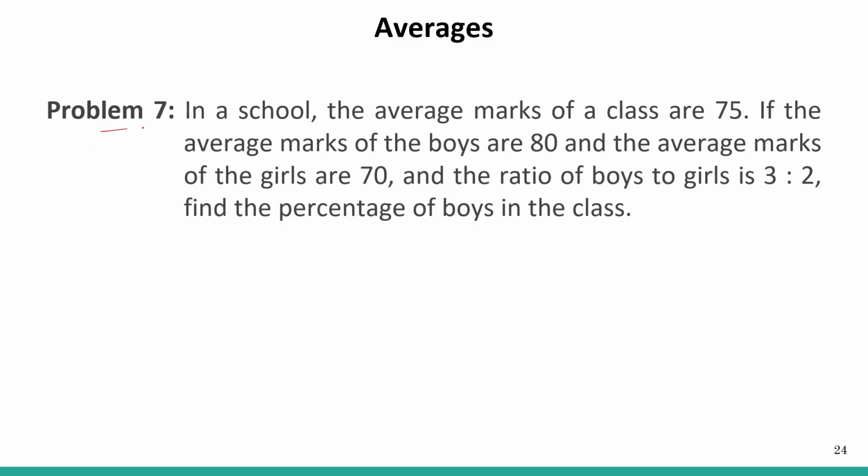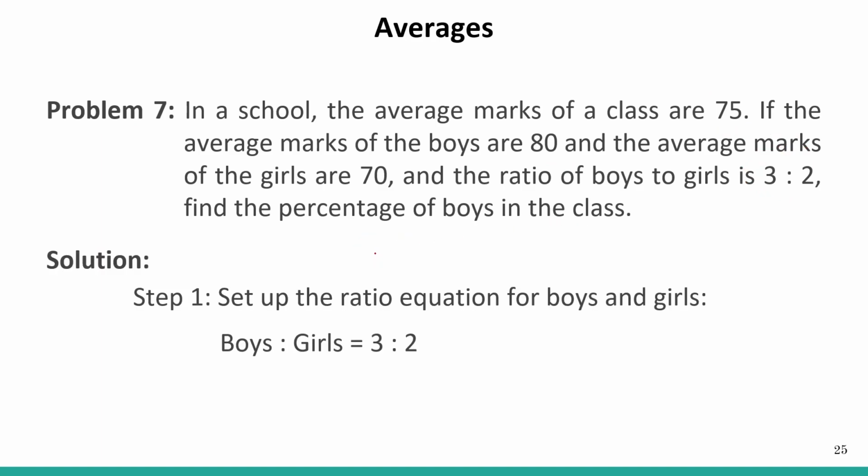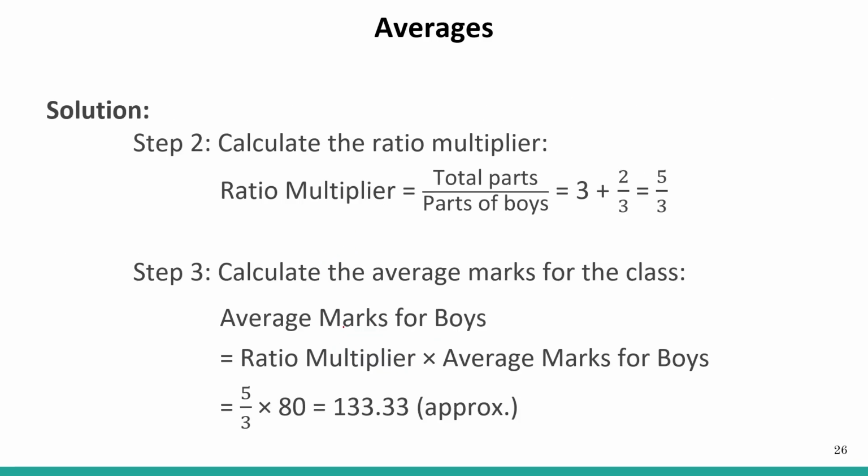So let's see problem number 7. In a school, the average marks of the class are 75. The average marks of boys are 80 and the average marks of girls are 70, and the ratio of boys to girls is 3:2. Find the percentage of the boys in the class. Okay, so let's go forward with the step-by-step solution. Set up the ratio equation for boys and girls. That will be 3:2, right?